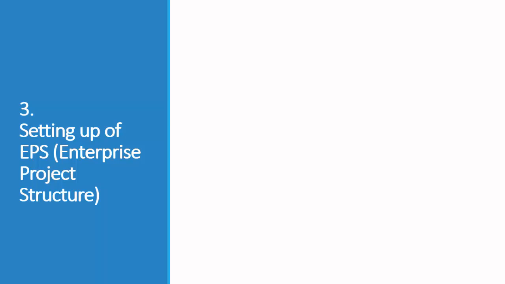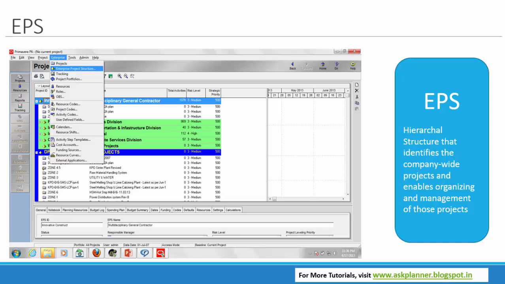The basic structures to understand in Primavera are 3: EPS, OBS and WBS. EPS is the Enterprise Project Structure. This is a hierarchical structure identifying the company-wide projects and enabling organizing and managing the projects. For example, if I own a company and have branches in 25 states in India, I would have these 25 states in a structure which can be called the enterprise project structure.